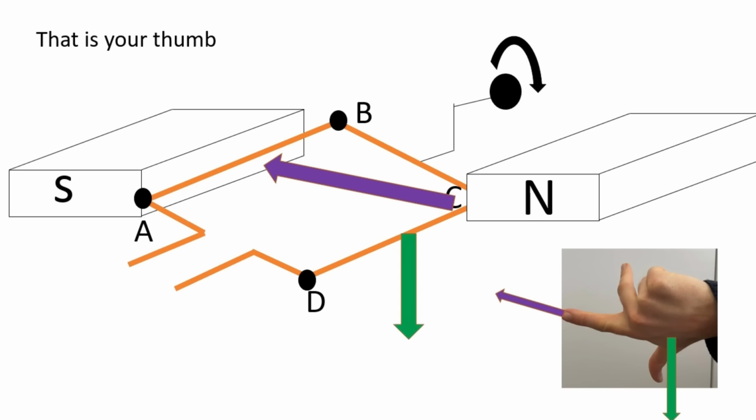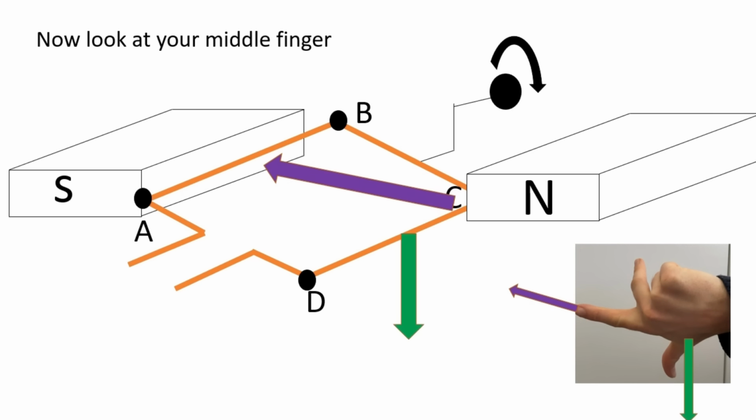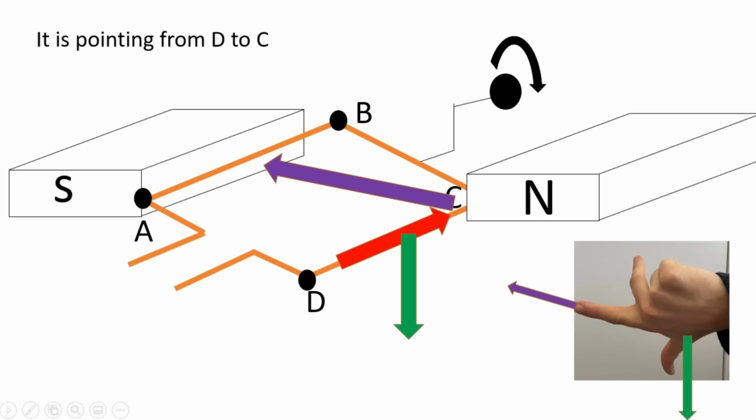Yeah, sorry, guys. So you just turn your thumb like that, and there we have it. Then this leftover finger, which is your middle finger, is going to show the direction. It's either going to be pointing more out this way, or more that way. If you look at that direction, it's going into the page, so it's from D to C. So that's the right-hand rule. Let's do some more examples now.